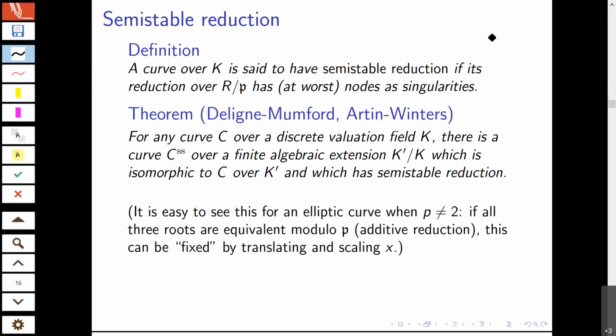Now, this is a fairly easy exercise to see for elliptic curves when the residue characteristic is not 2, at least, because the only way you could have non-semi-stable reduction in the first place is additive reduction, when all 3 of the roots coalesce modulo p. And so there's a translating and scaling operation you can do to separate them, at worst a quadratic extension of the ground field. So this, I think, could be a standard exercise for first semester elliptic curve students.